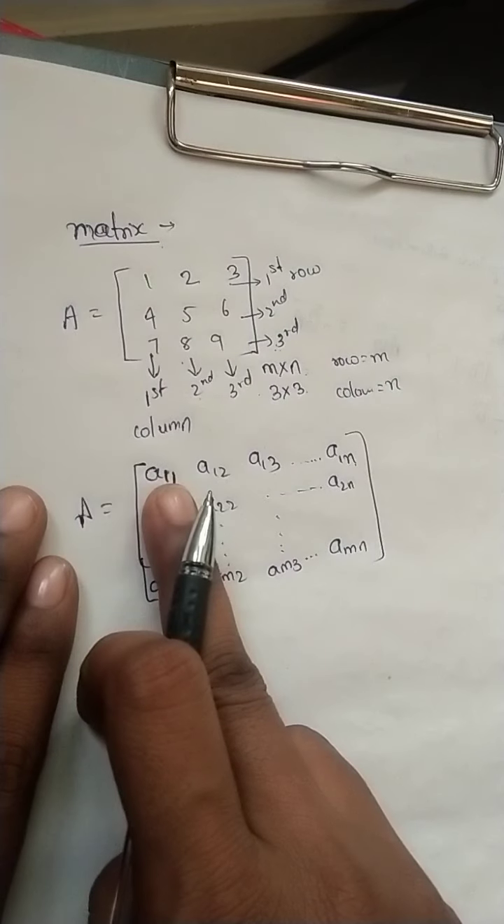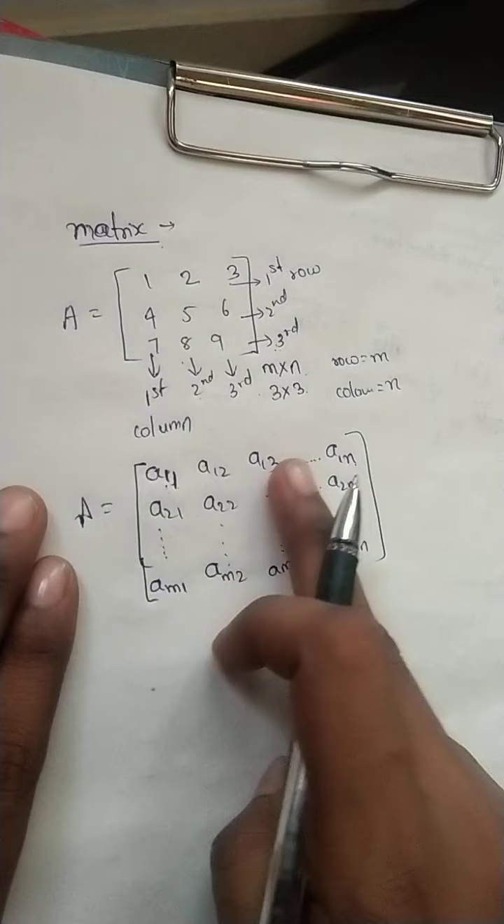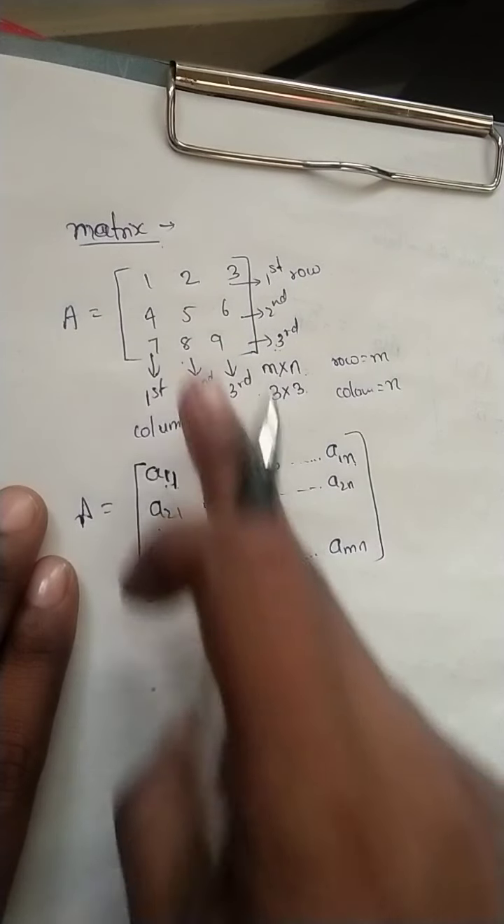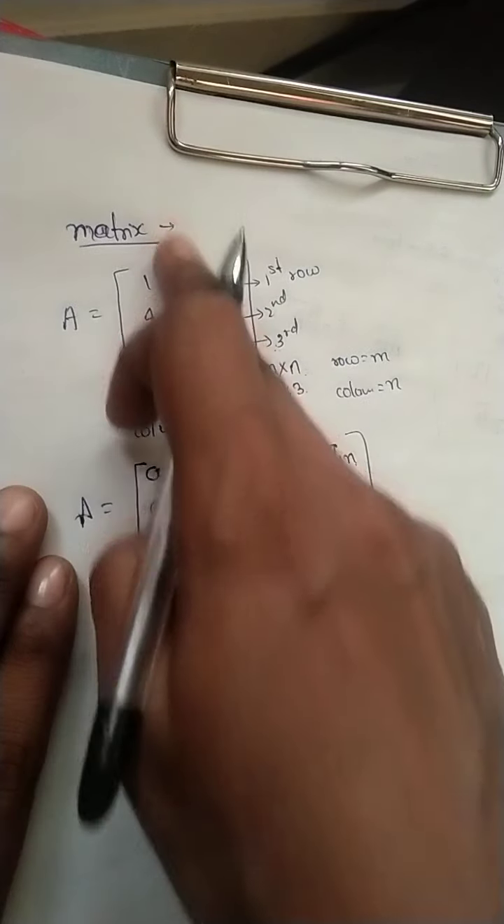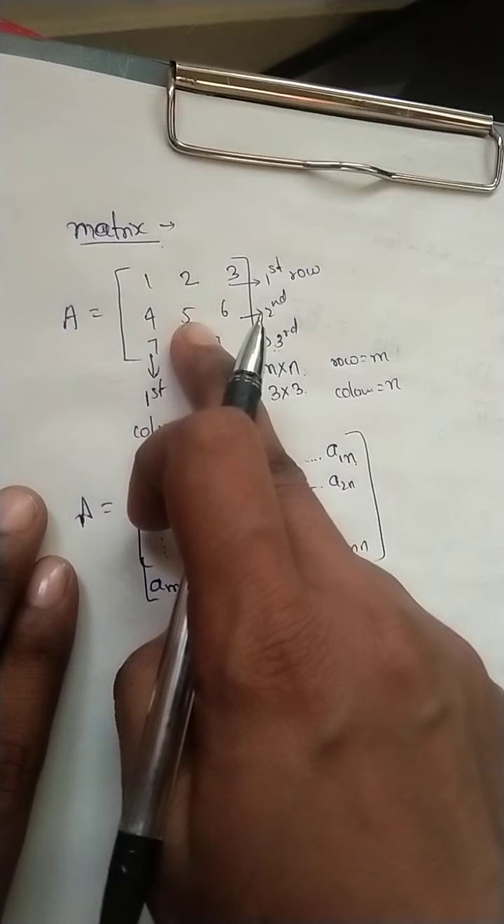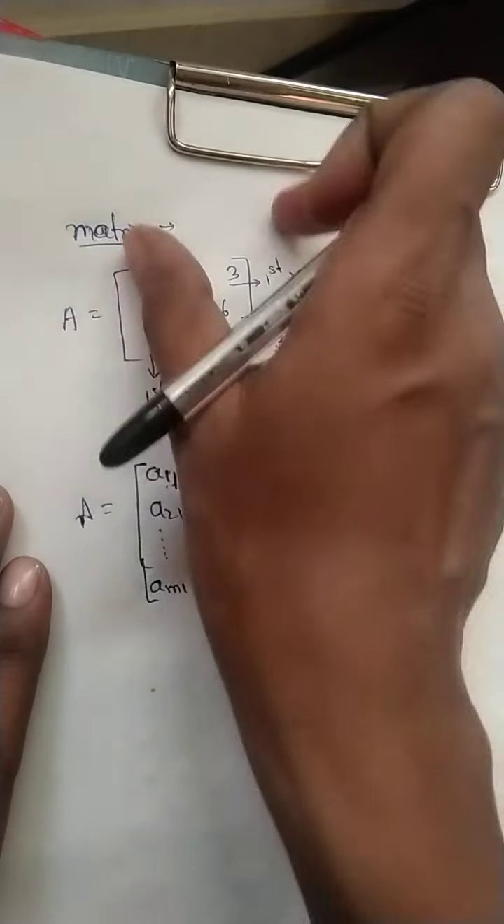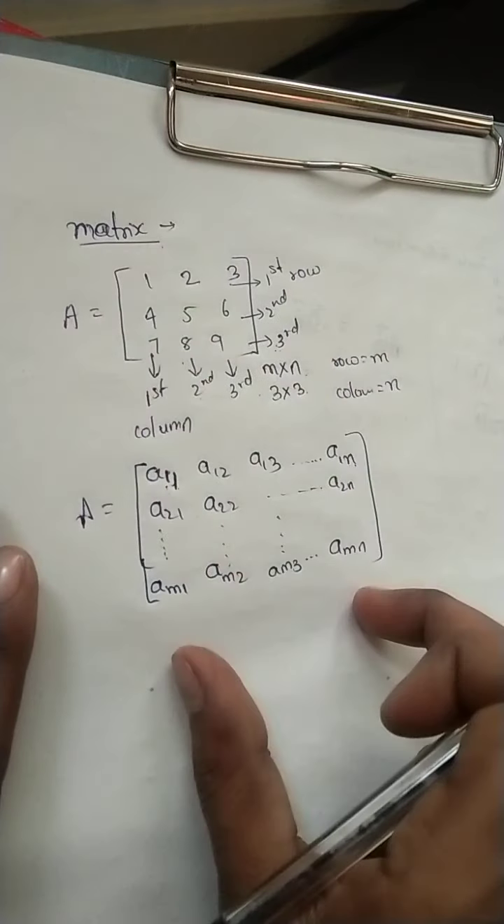So here A11 means first row first element. The first row first element is 1. Again, A22 means second row second element, or second row second column element also you can say. So that is 5. So like that you have to represent the matrix.